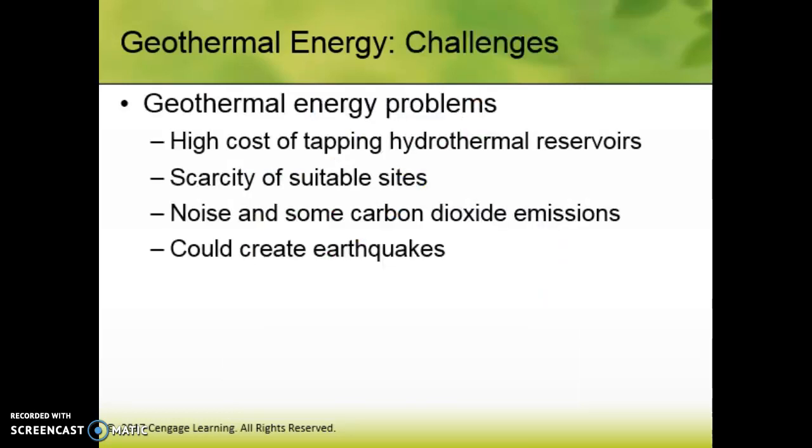So the challenge is that's not a cheap thing to do. Drilling down and finding a hydrothermal reservoir is not cheap. There aren't a lot of sites. There is a little bit of noise pollution, and there is some carbon dioxide emission, particularly in the production stage when we're drilling. And you're kind of fracking, so you could cause micro earthquakes in some places.